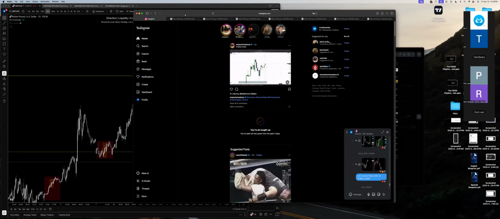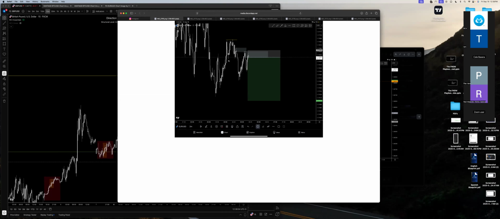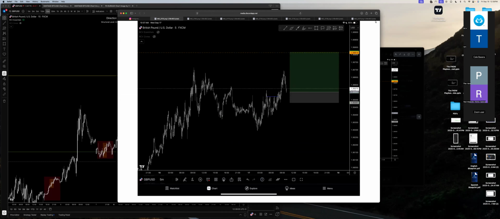But what I do want to start going over is a couple of the trades from this week. So this was last night. Actually, let me go backwards. Yeah, I'm gonna go backwards. One second.